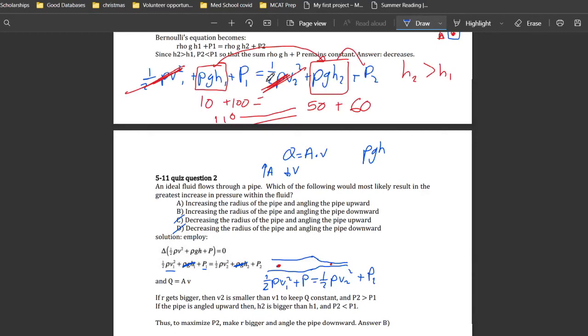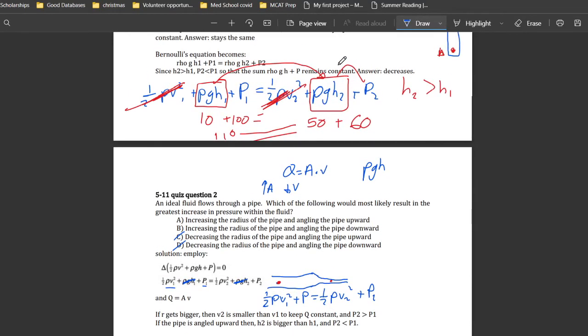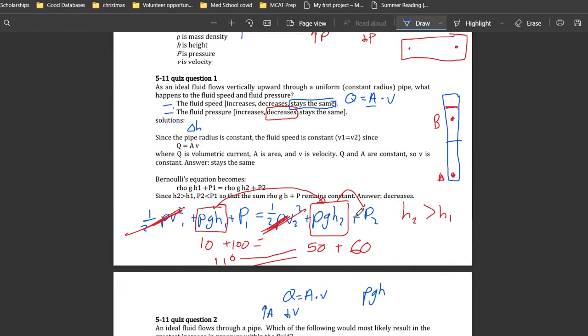As we had just discussed, if we increase the height, I'm going to come back up here because it's already laid out for us. When we increase the height of the liquid, we're increasing the equivalent potential energy at point B compared to point A. If the potential energy increases, then the pressure must decrease, because the sum of all of these energies must be equal. So if this value right here is higher, then the pressure must be lower.